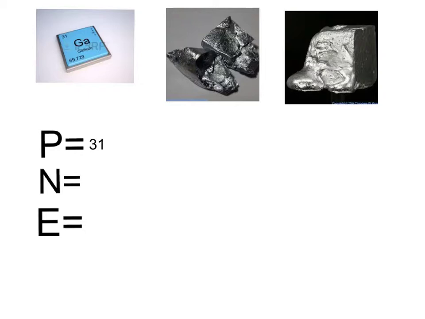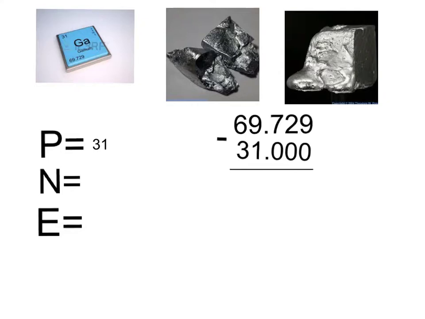Okay, now we're going to do the neutron. The neutron is the atomic number, 31, minus this number right here, in the bottom left-hand corner. So I'm going to write that up, and then we'll do the math. Okay, so we know that 9 minus 0 equals 9, and 2 minus 0 equals 2, and 7 minus 0 equals 7. Bring the decimal point down, and now we do 9 minus 1 equals 8, and 6 minus 3 equals 3. That is our neutron, 38.729.